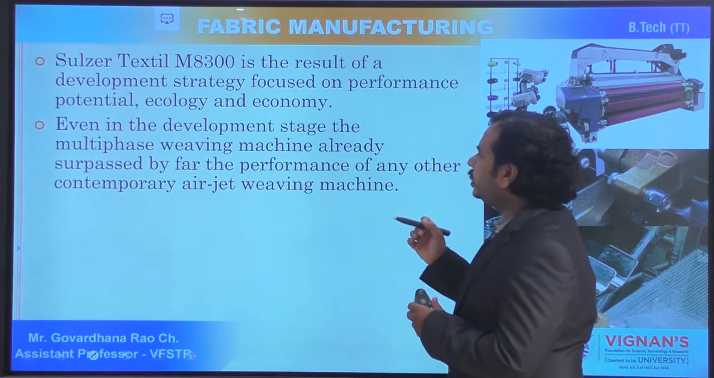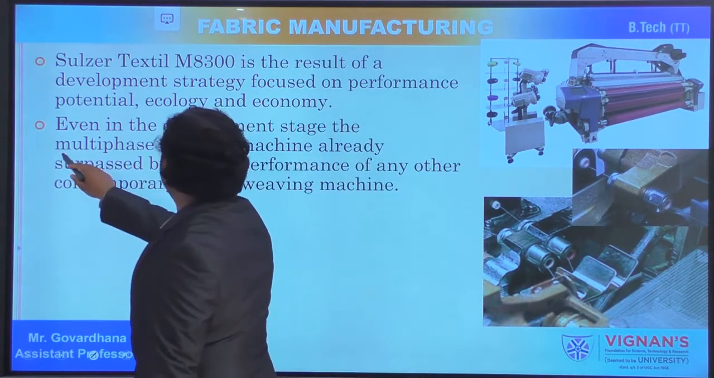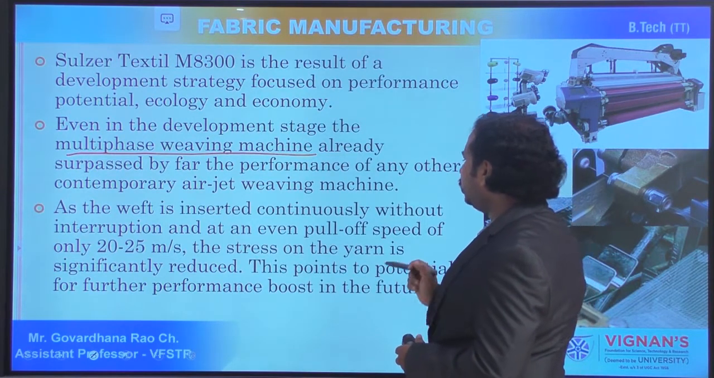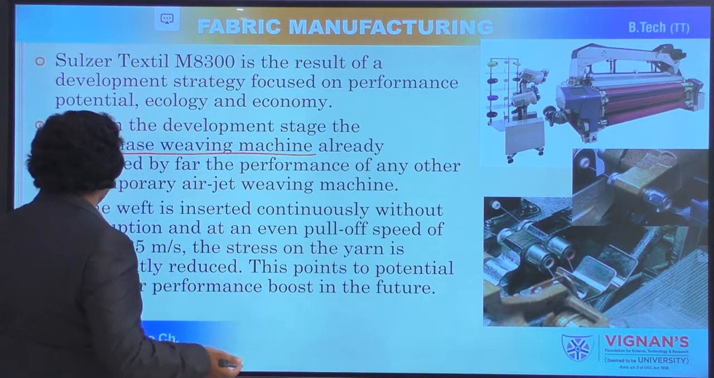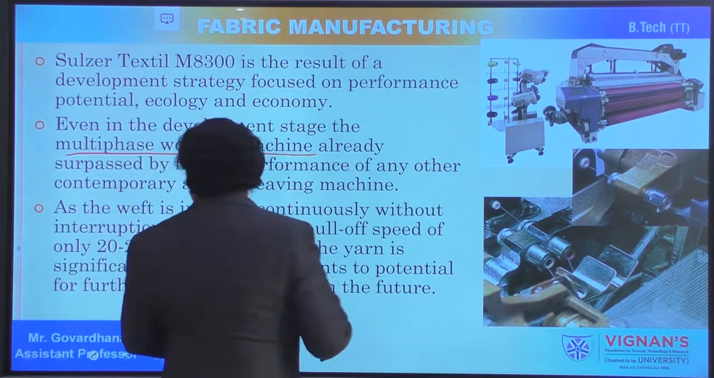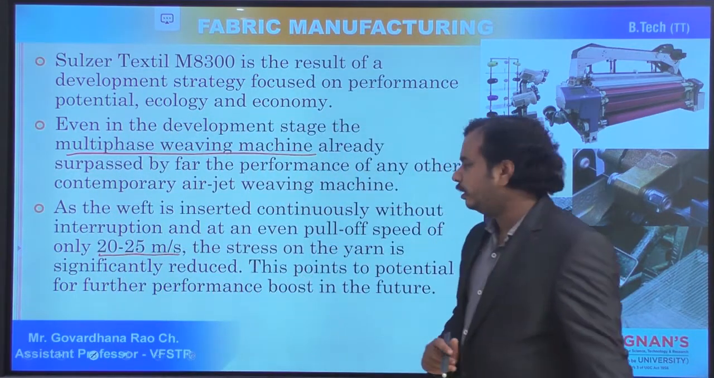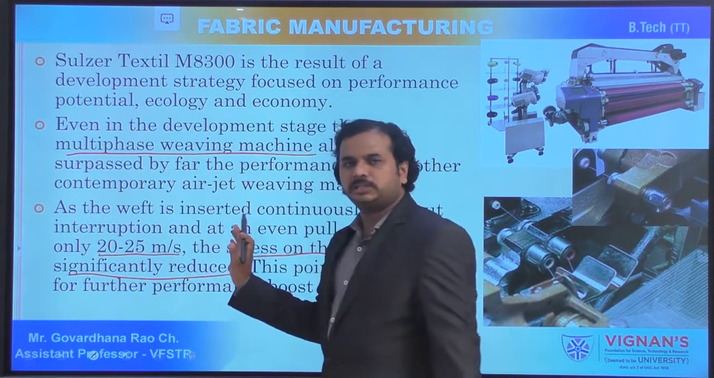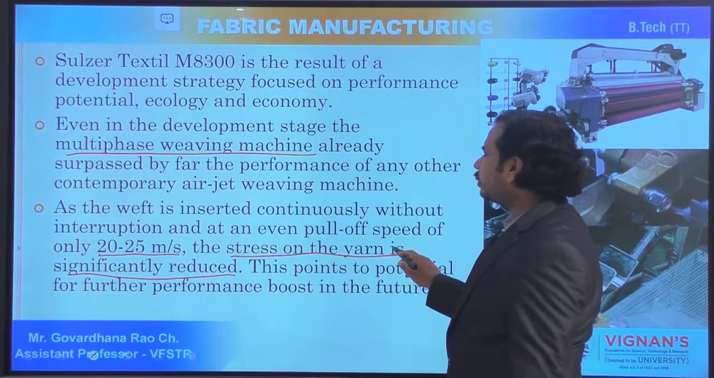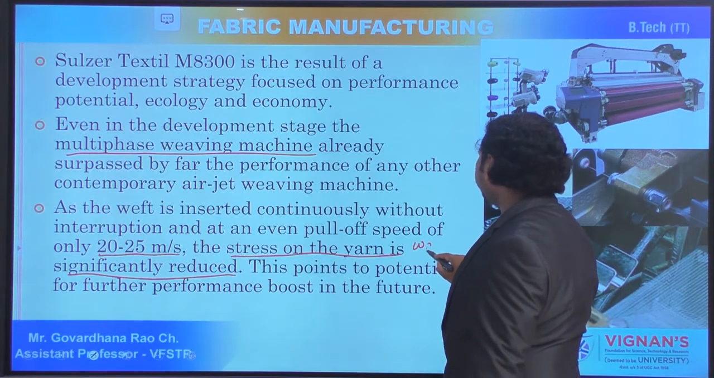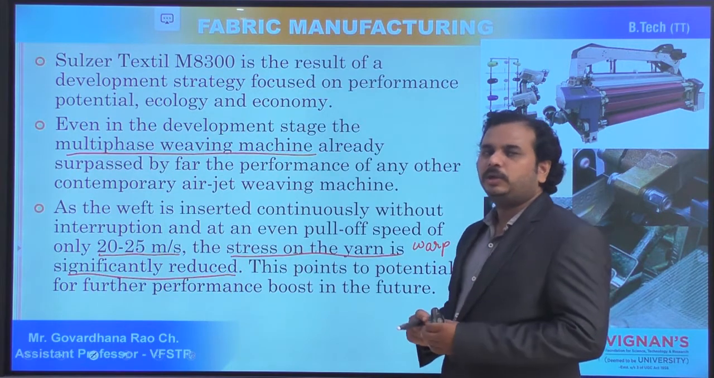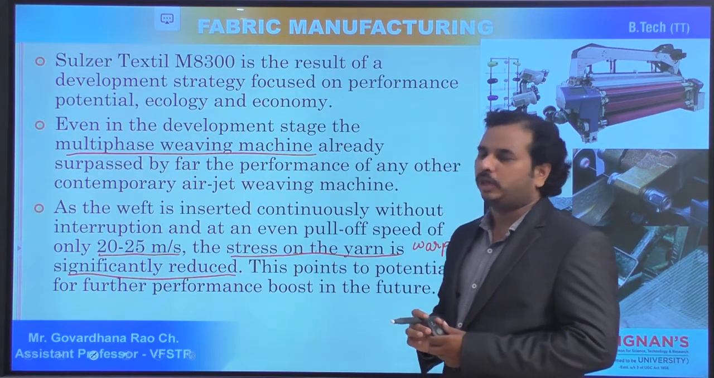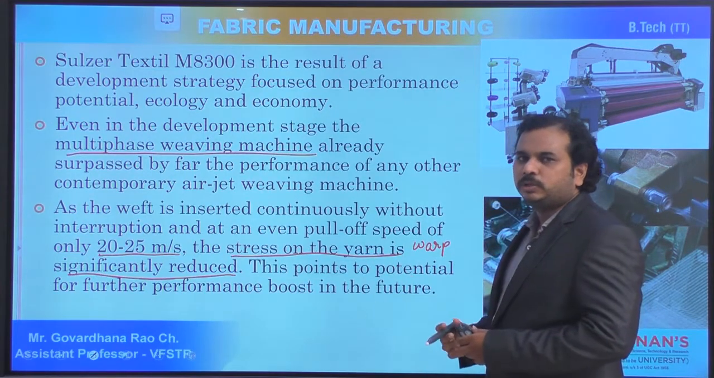Okay, as I discussed, even in the development stage, the multiphase weaving machines already surpassed the performance of any other contemporary air-jet weaving machines. So you can see here the weft is inserted continuously without interruption at an even pull of speeds of 20 to 25 meters per second. The stress on the yarn is significantly reduced in these multiphase weaving machines. Here the stress on the yarns we are talking about is in the case of warp. So the warp stress is very low as compared with other shuttle looms as well as shuttleless looms. Okay. So how this is going to happen, we will discuss in the further slides.